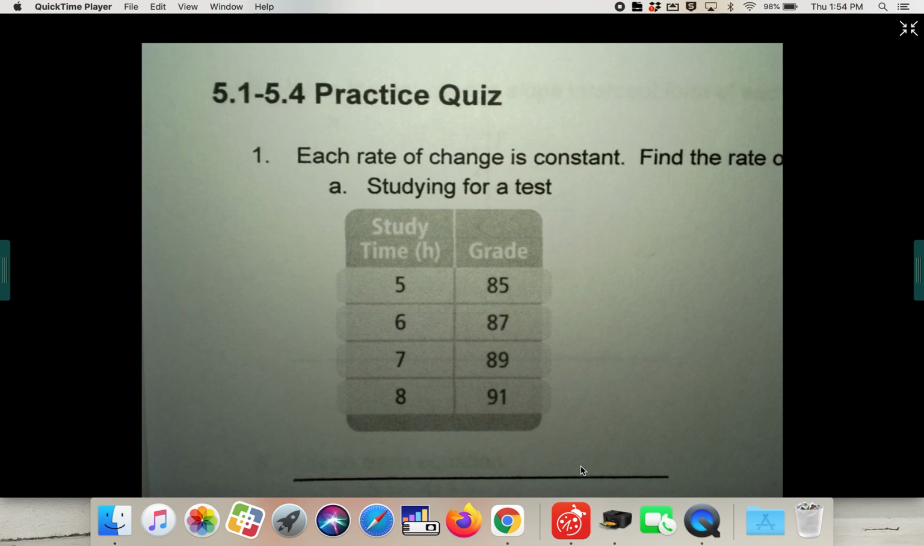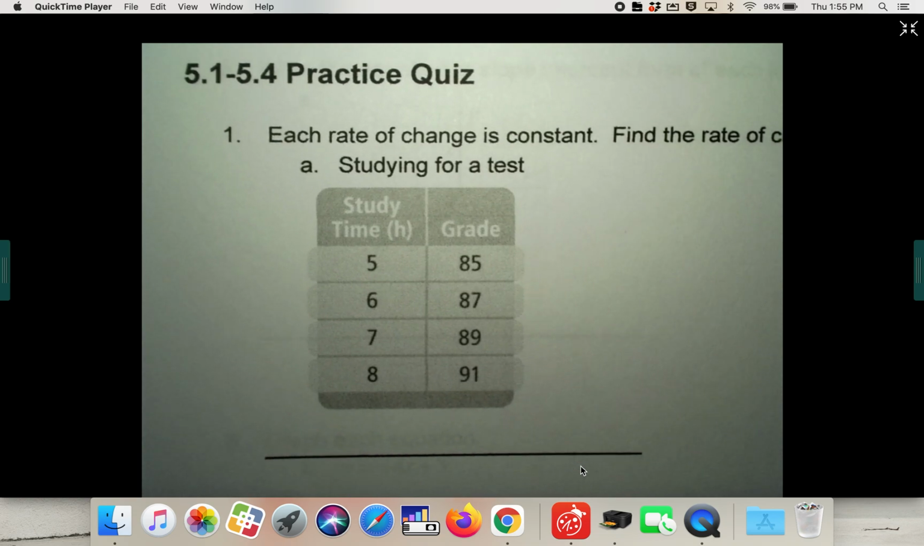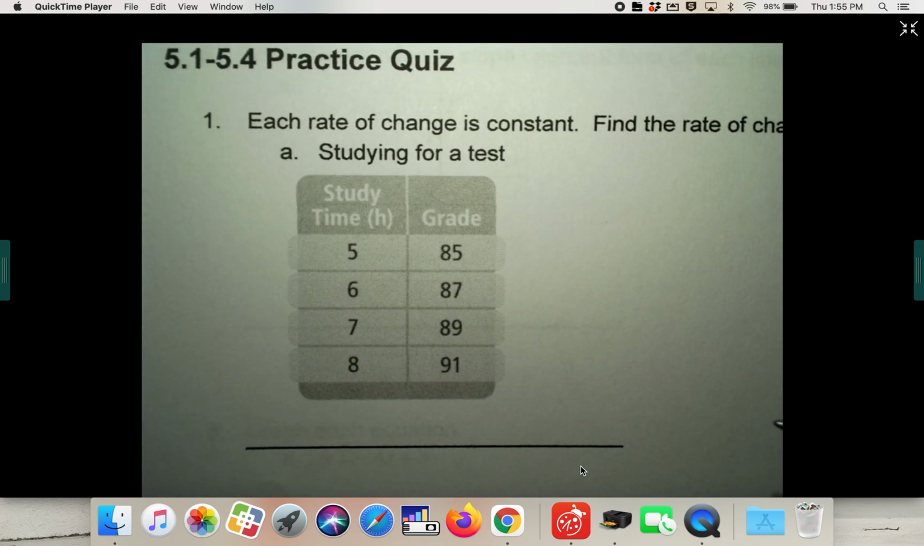Today I'm going to go through with you the practice quiz for algebra for lessons 5.1 through 5.4. So check your own as you're watching this and push pause if you need to fix something or change it so that you have a really good study guide for the actual quiz.